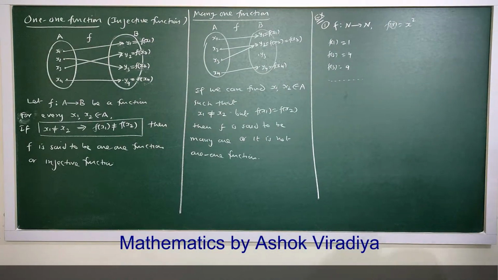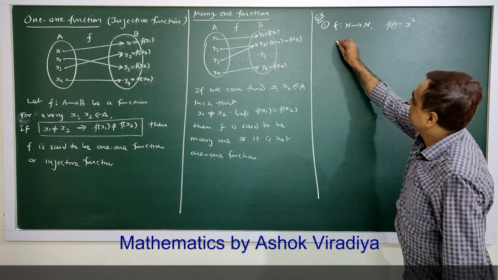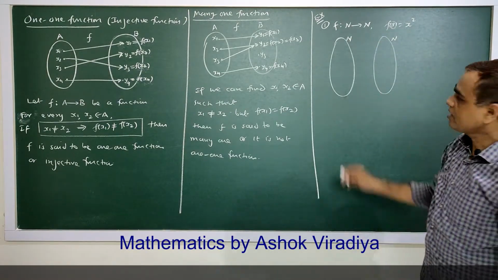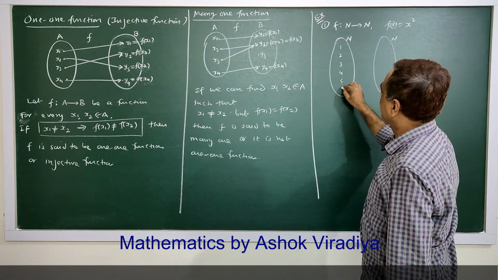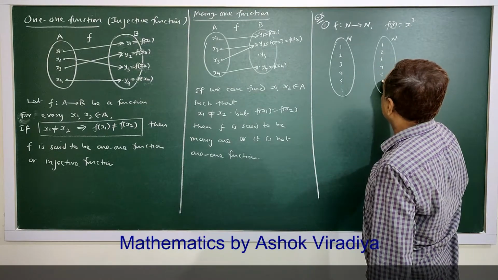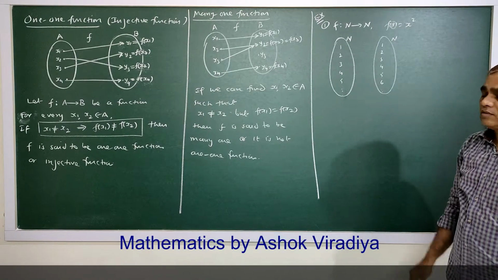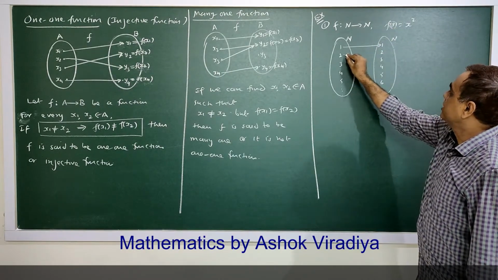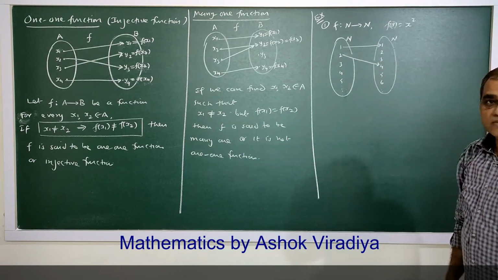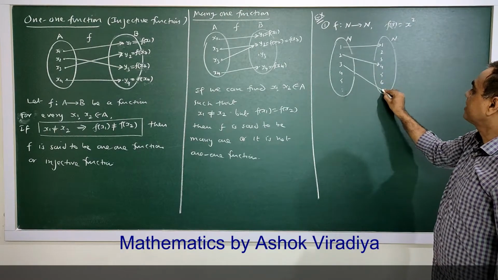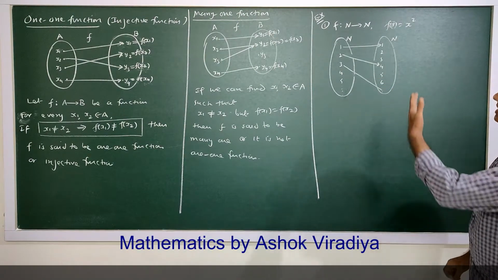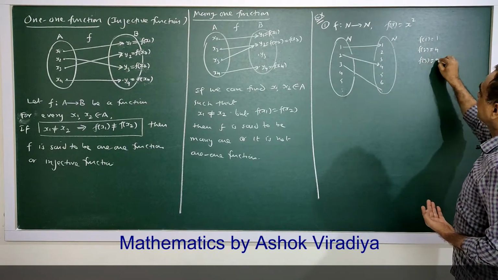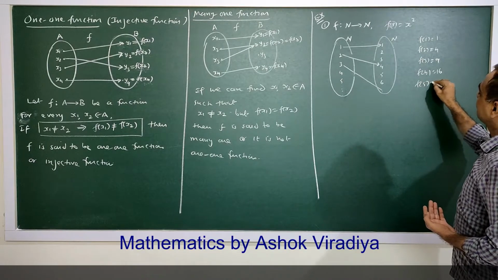We can show this by a Venn diagram. Here this is the domain, this is the codomain. The domain is N, the codomain is N. The domain contains 1, 2, 3, 4, 5, 6, etc. The image of 1 is 1 squared, which is 1, the image of 2 is 4, the image of 3 is 9, the image of 4 is 16, the image of 5 is 25, and so on.